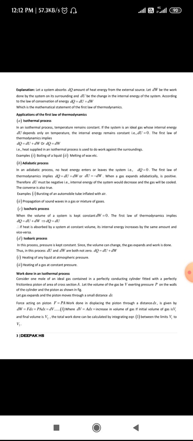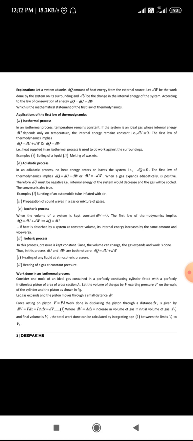Next, coming to the applications of the first law of thermodynamics. The first application is the isothermal process. I'll just read out that in an isothermal process, temperature remains constant. If the system is an ideal gas whose internal energy dU depends only on temperature, the internal energy remains constant. That is, dU is equal to 0. So the first law of thermodynamics, dq is equal to dU plus dw, becomes dq is equal to dw.